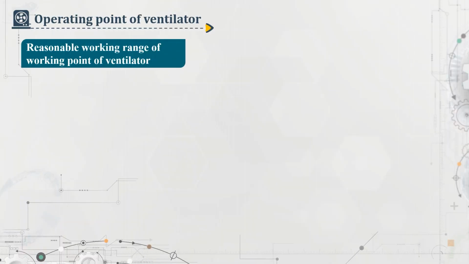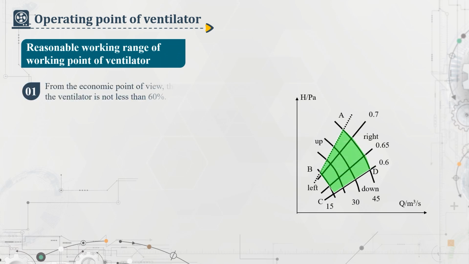Reasonable working range or working point of the ventilator. 1. From the economic point of view, the operating efficiency of the ventilator is not less than 60%.